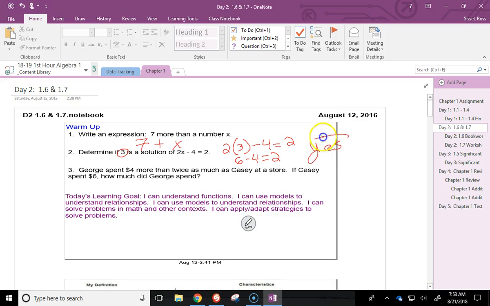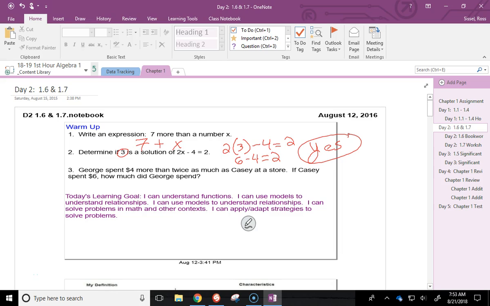So, correct. And number 3, George spent $4 more than twice as much as Casey at a store. If Casey spent $6, how much did George spend? What did you get on this one? What'd you get? Kate? 16. 16, let's check.